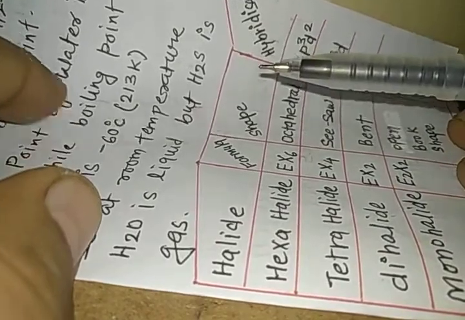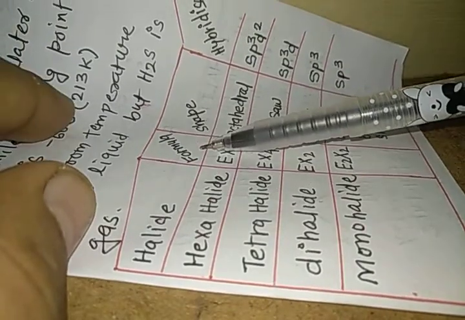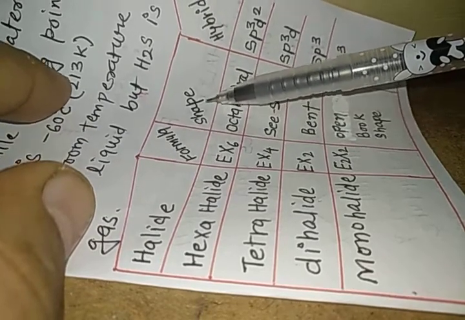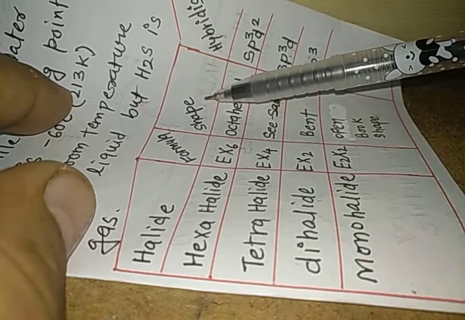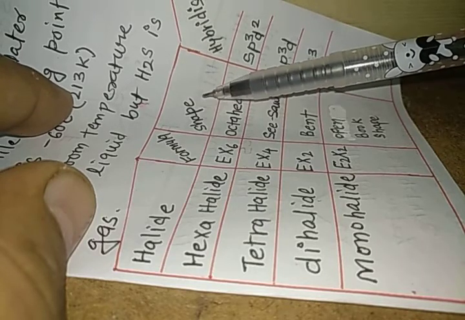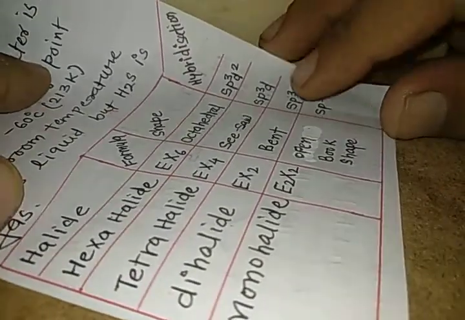My dear students, here for your reference, I have compiled the halides, their formula, their shape. Please mind it well that we have written here the shape, not their geometry, because geometry includes the lone pair and bond pair together, and shape explains only the bond pair, not the lone pair. I have also mentioned the type of hybridization that takes place in a particular halide. So let us study this one by one.